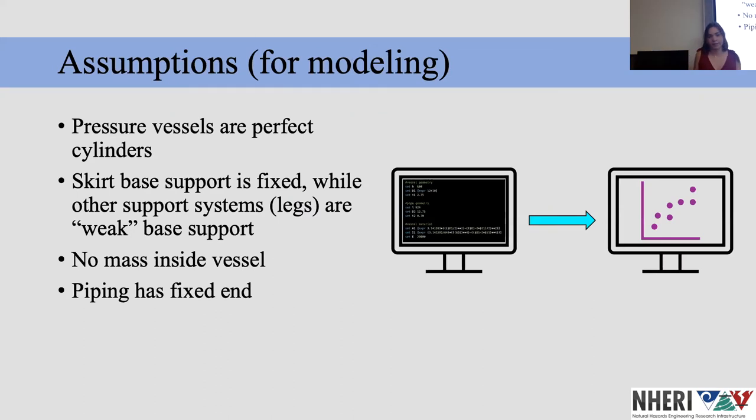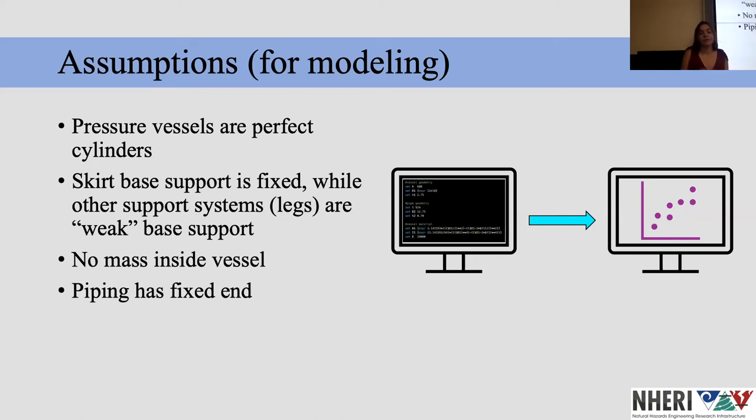And so, from some assumptions when we're modeling, we're assuming that the pressure vessels are perfect cylinders. In real life, as we saw before with some of those earlier photos, they actually have ellipsoidal heads, but it just made it too complicated for modeling. So we're just assuming they're perfect cylinders. We're also assuming that if a vessel has a skirt base, it's a perfectly fixed base. In real life, this definitely isn't perfectly fixed.